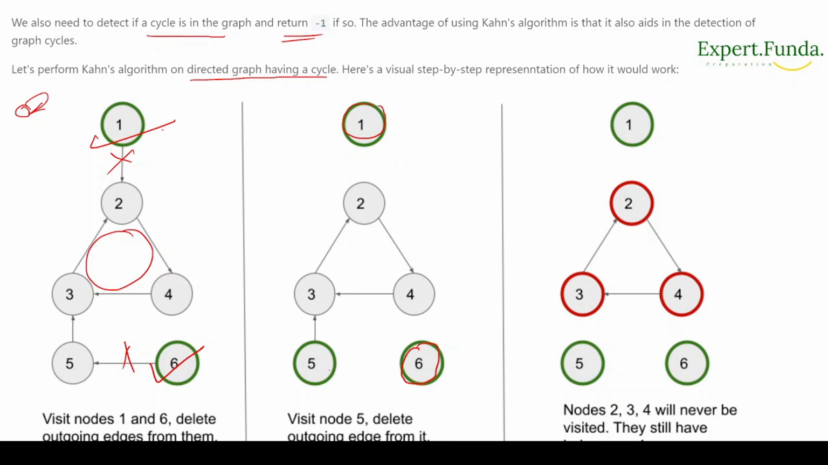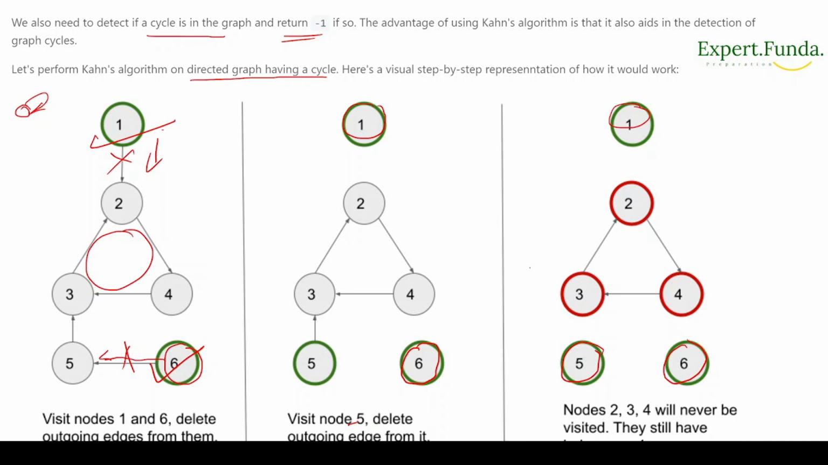Now we are visiting node 5, so we will visit 5 and read its outgoing edges, right? Actually these are outgoing edges, going from 0 to 2 and from 6 to 5, right? So we delete outgoing edges each time. Now we are visiting 5, so we will delete node 5's outgoing edge, as we have already done with 6 and 1, correct? Now as you can see, nodes 2, 3, 4 will never be visited. Why? Because they still have an in-degree equal to 1.